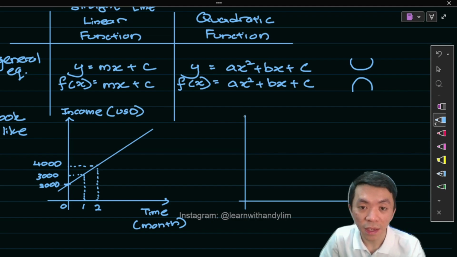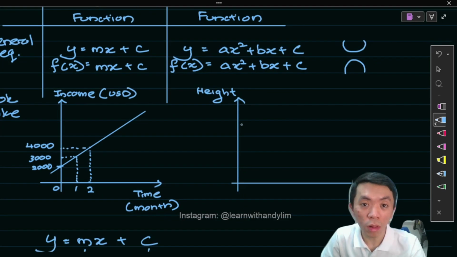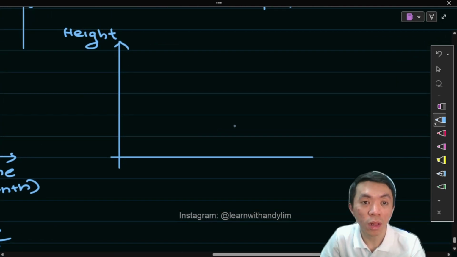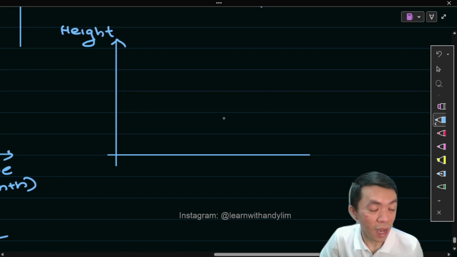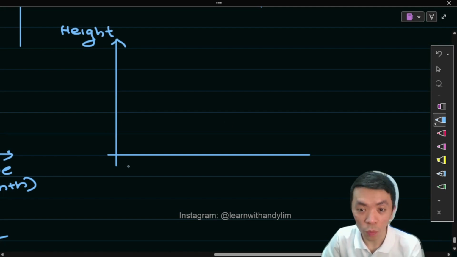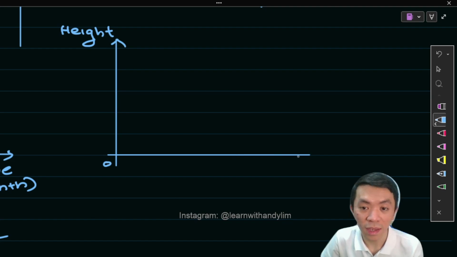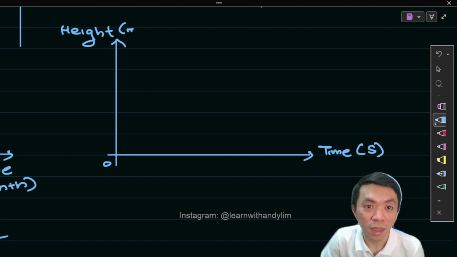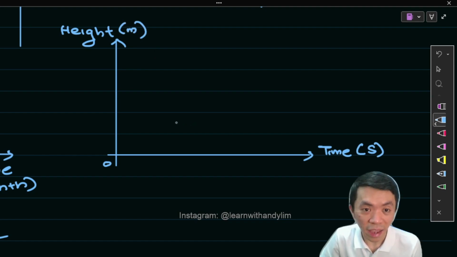Okay, let's say I have my height. When you throw a ball to the sky above, the height will increase with time. This is my time right here. We just put time in seconds. This is my height in meters. I can represent the height versus time graph as a quadratic function.